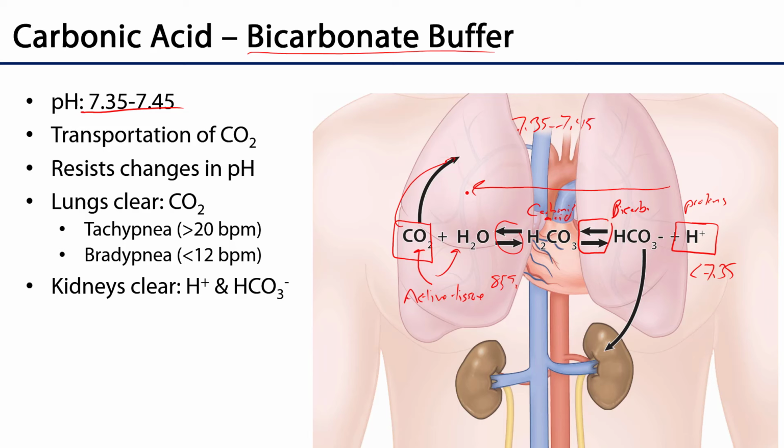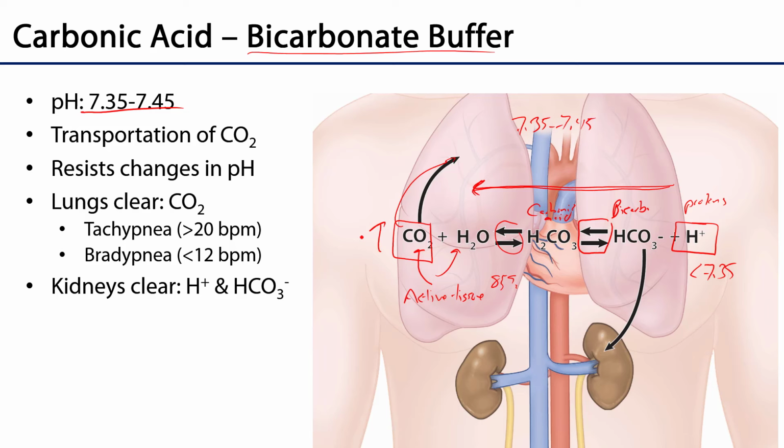So in addition to having this buffer system, this buffer system will also work with the respiratory and the urinary system to help eliminate excess molecules. So for instance, under acidic conditions, this reaction shifts to the left. We produce more CO2, and that CO2 can be cleared by the lungs. So one of the means of compensating for acidemia is by increasing the rate of respiration.